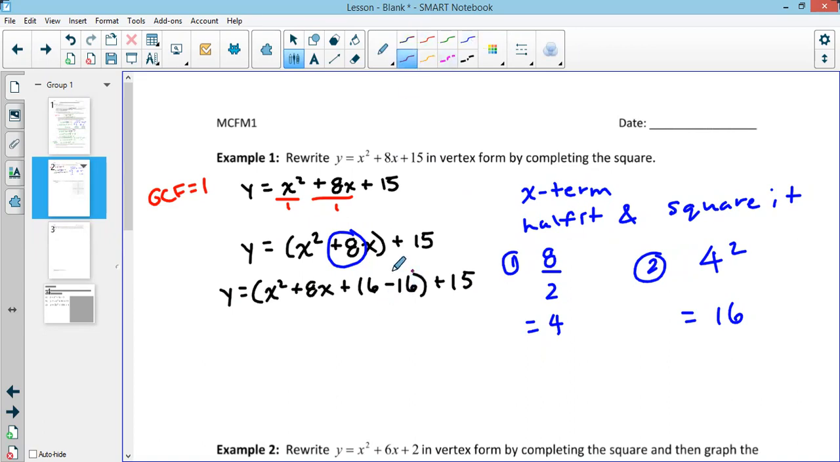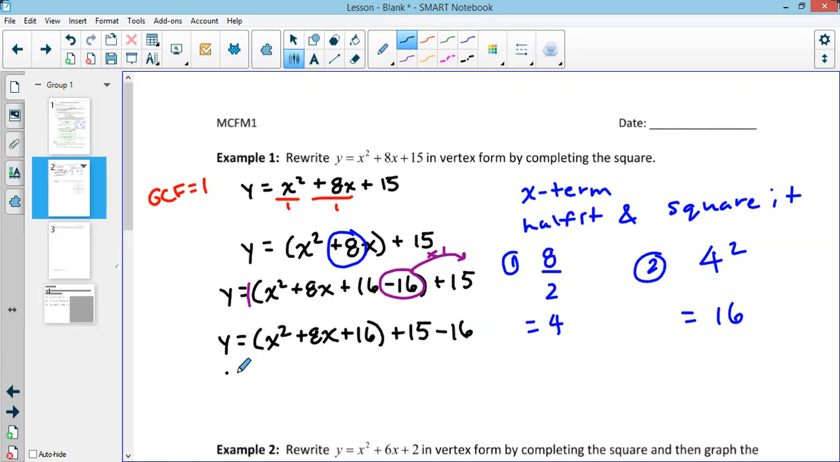We want to get this negative outside the bracket, so we're going to bring it over here. We always have to multiply by the coefficient at the front here. In this case, we just have to multiply it by 1, so it's a little bit easier in this question. We can simplify this to y equals x squared plus 8x plus 16. When we bring this minus 16 times 1, that's simply our negative 16. And plus 15 minus 16 is simply our minus 1.